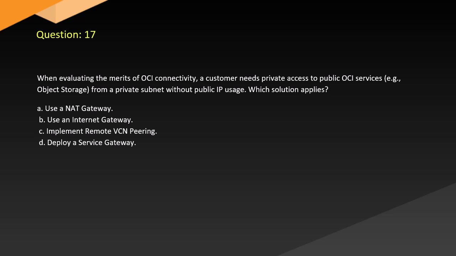Question 17. When evaluating the merits of OCI connectivity, a customer needs private access to public OCI services, e.g., object storage, from a private subnet without public IP usage. Which solution applies? A. Use a NAT gateway. B. Use an internet gateway. C. Implement remote VCN peering. D. Deploy a service gateway.